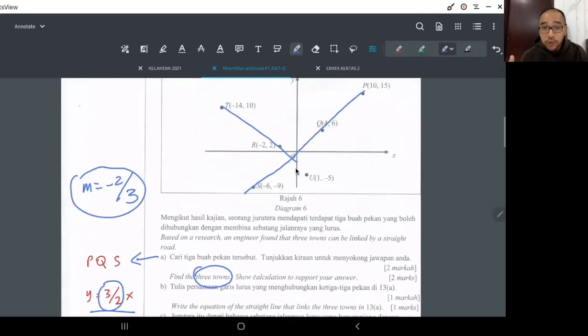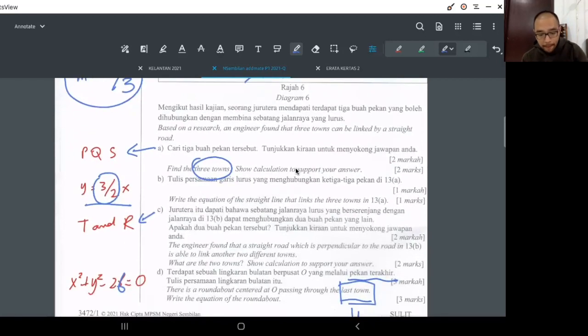But if you don't know how to do this, then you have to experiment. Find TR, find TU, find RU. There are only these three possible ones. Only one of them will give you the gradient of negative 2 over 3. And the key to this is the word perpendicular. Because of the word perpendicular, that's how you know that the gradient is negative 2 over 3.